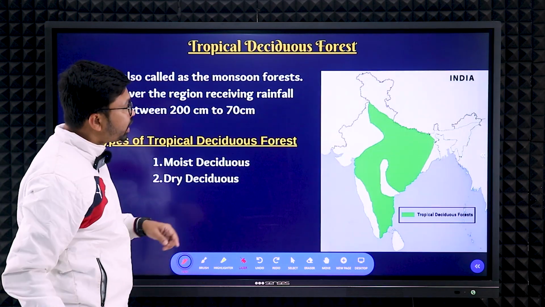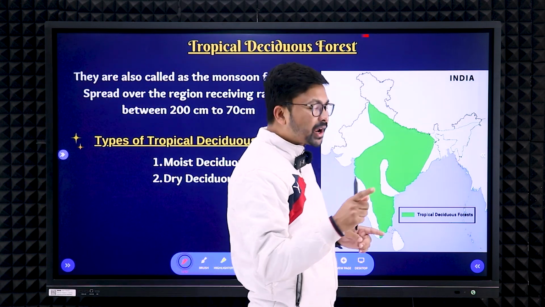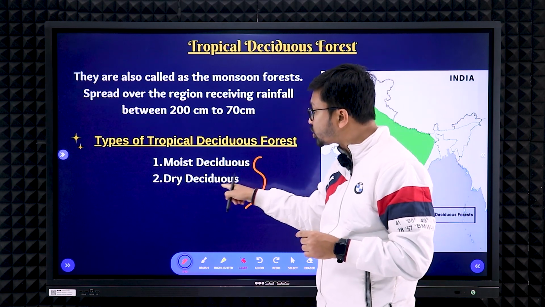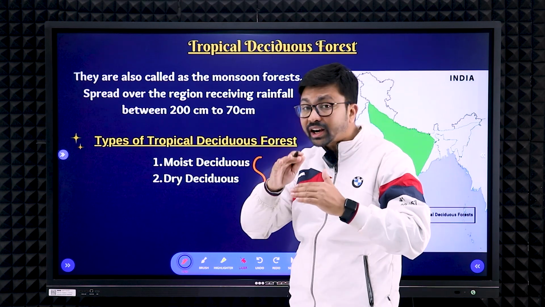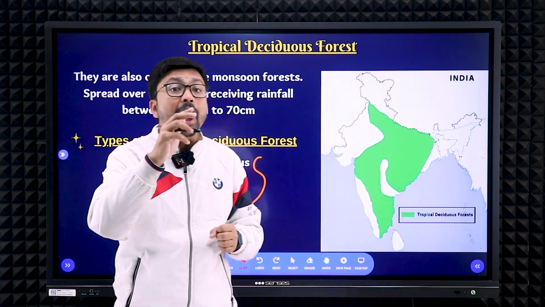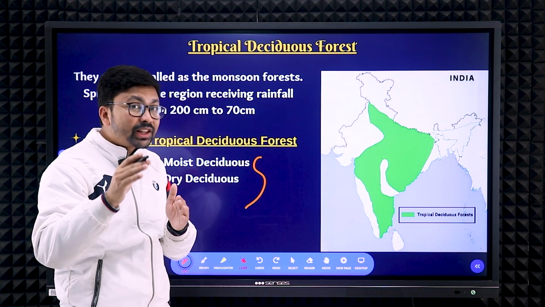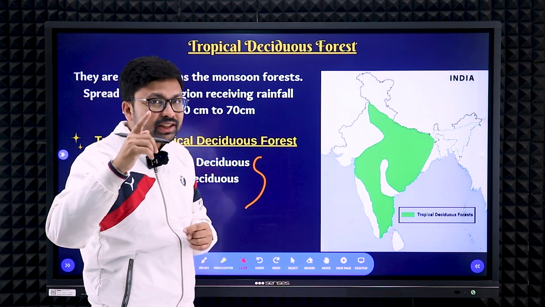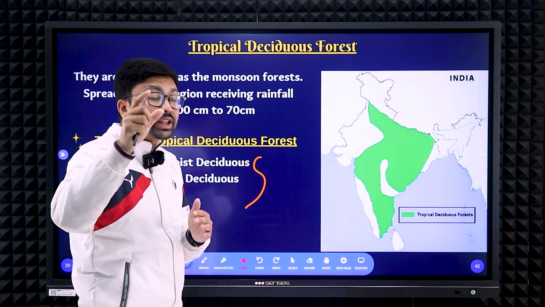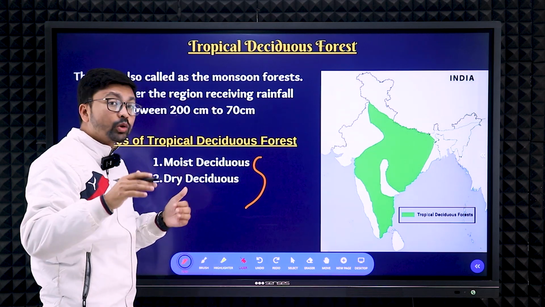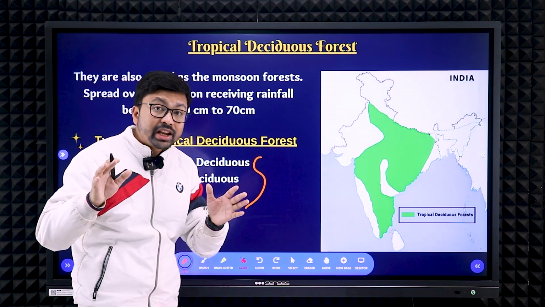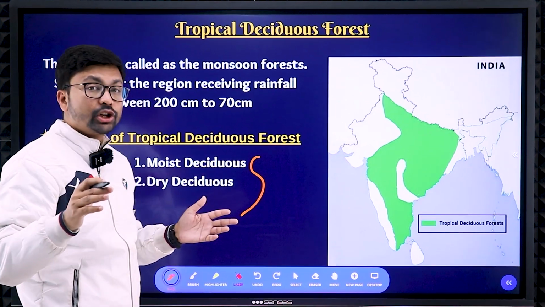Next you will see the tropical deciduous forest. As I said, tropical deciduous forest is further divided into two. What are those? Those are the moist deciduous and dry deciduous. What is the criterion to divide those vegetation? This one criterion is the amount of rainfall. Where the rainfall is between 100 centimeters to 200 centimeters, that is more rainfall, there you will see what we call moist deciduous. And where the rainfall is between 70 to 100 centimeters, there we will call it dry deciduous, right?